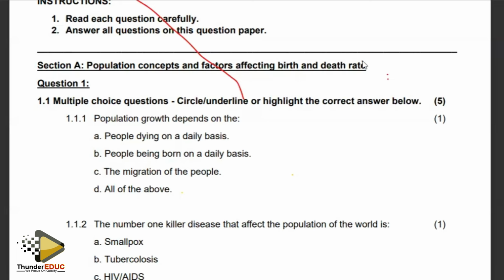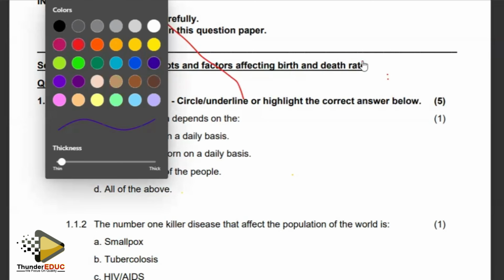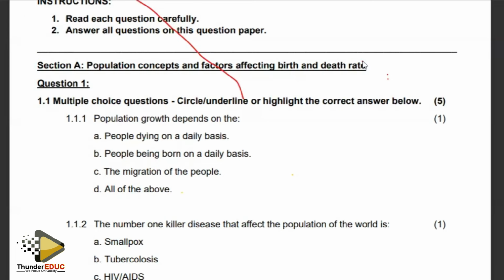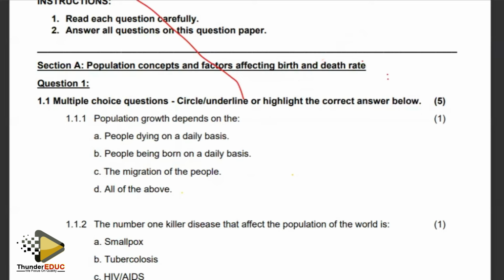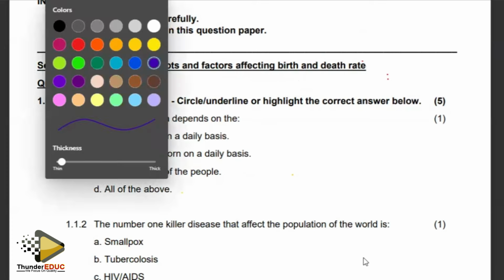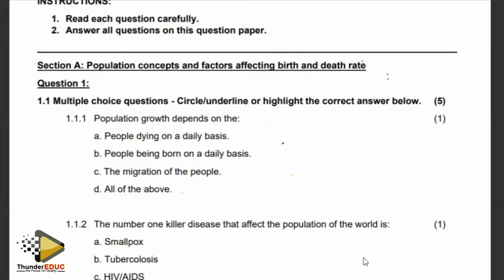So the suitable answer for this is D, all of the above. Let's highlight D. Sorry about that, I need to erase. Our suitable answer here is D, and then you circle there.